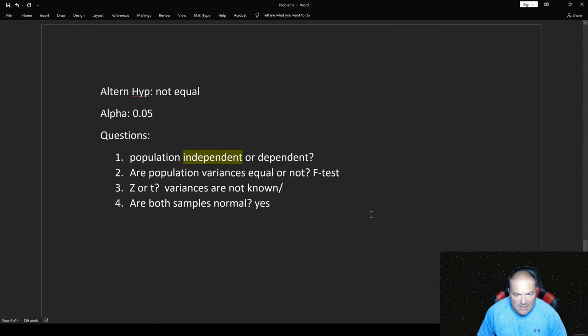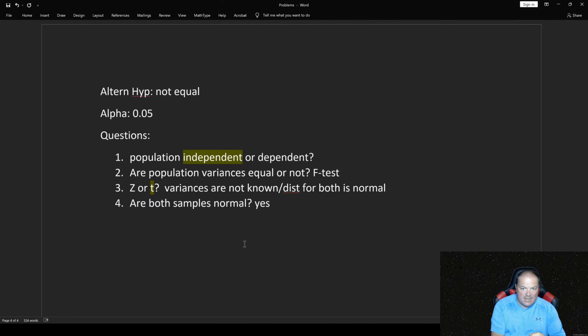And we can come up here and say the variances are unknown, but the distribution for both is normal. Okay, so we know the variances are not known. We know the distributions are normal. So based off of that, we will use T.